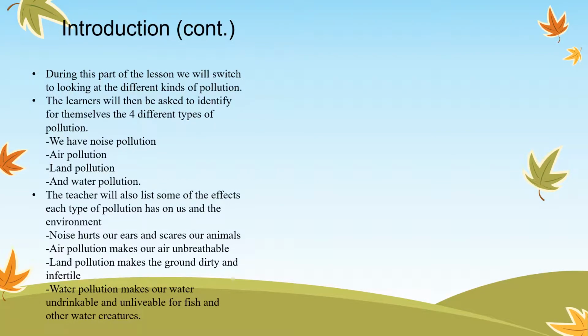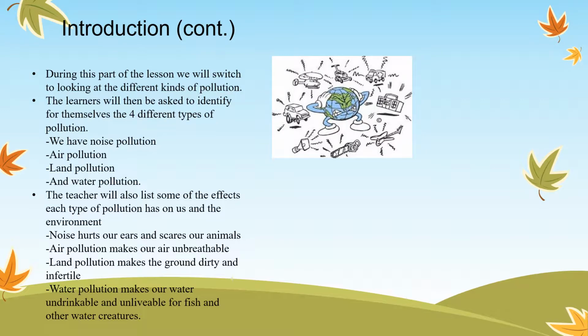Continuing the introduction, during this part of the lesson, we will switch to looking at the different kinds of pollution. The learners will then be asked to identify for themselves the 4 different types of pollution. We have noise pollution, air pollution, land pollution, and water pollution. The teacher will also list some of the effects each type of pollution has on us and the environment.